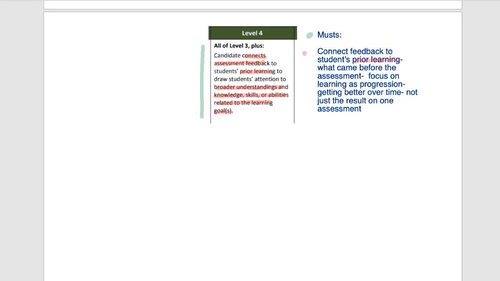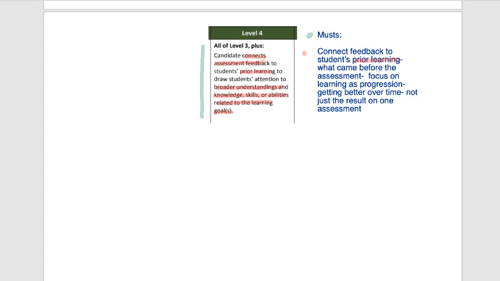So connect feedback to students' prior learning, what came before the assessment. Focus on learning as a progression, getting better over time, not just the result on one assessment. So you can imagine your feedback might talk about what's happening in the moment for a student, but also talks about where they were prior to that moment, how they've been progressing over time, so that you're connecting to their prior learning. It's not just one moment of feedback for one particular activity and how they did on that one instance of learning. Thinking about the student as having learned things over time and giving feedback in that way to show that you understand their progression over time is a good way to go.